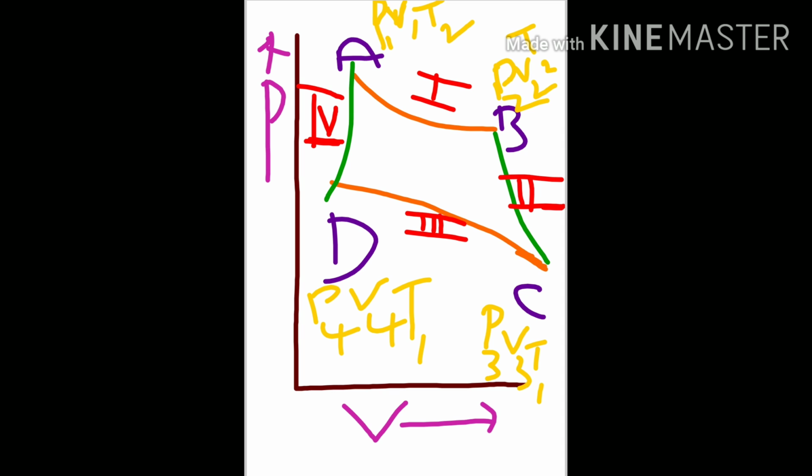We know very well that the work done by the heat engine can be calculated by using the PV graph. Here is the P versus V graph for the Carnot cycle.